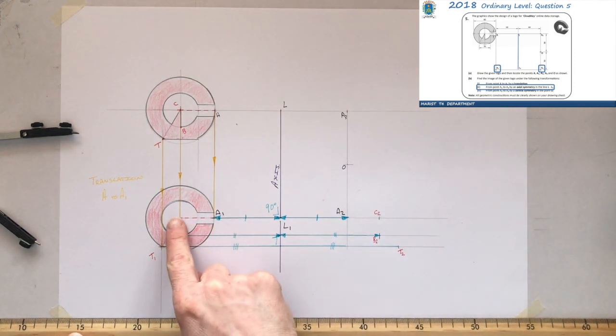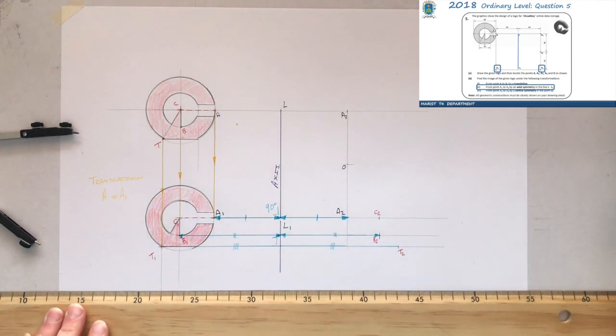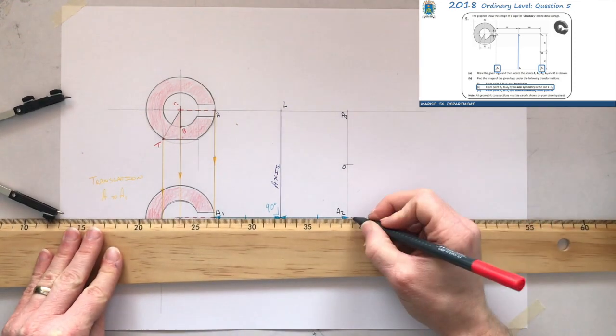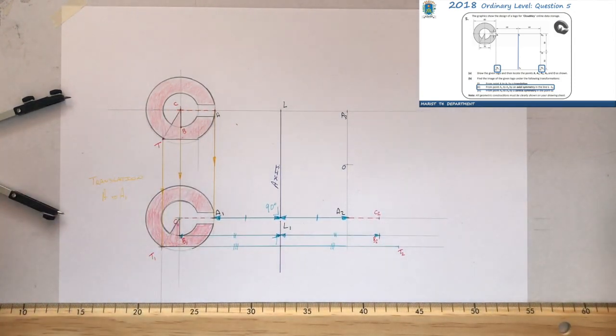Again, the last thing we need to remember is this red dotted line. That is going from C to point A, so I'm going to mark that off. That's going to be an important line for us as well, as we saw up here. Once you've done that, we've got all the information we need.